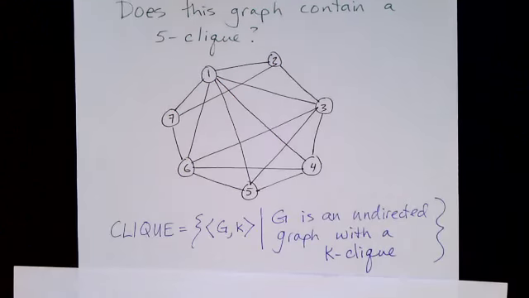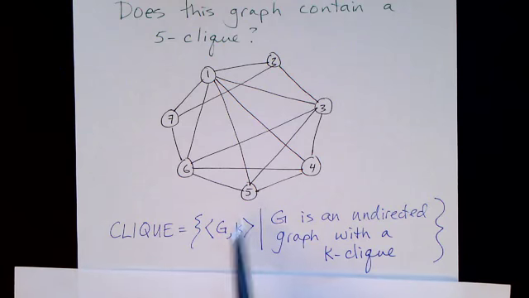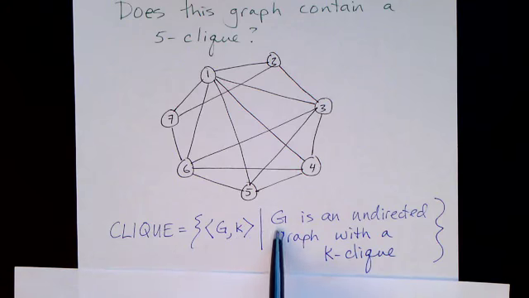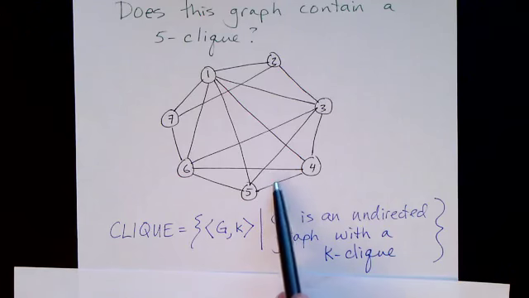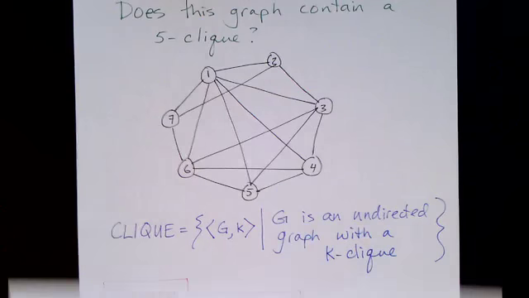So here's the problem in general. You're given a graph and a number, for example, this graph and the number 5, and the question is, does that graph contain a k-clique? And in this case, with the number 5, this graph does contain a 5-clique, so this would be a member of the language, and the answer would be yes.